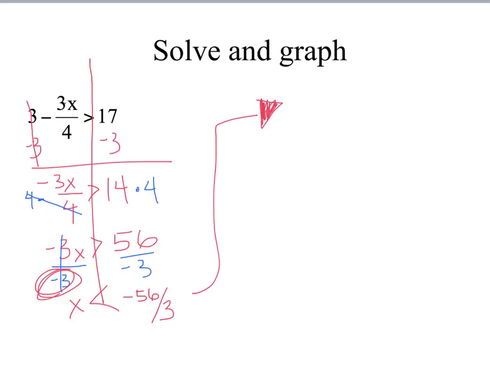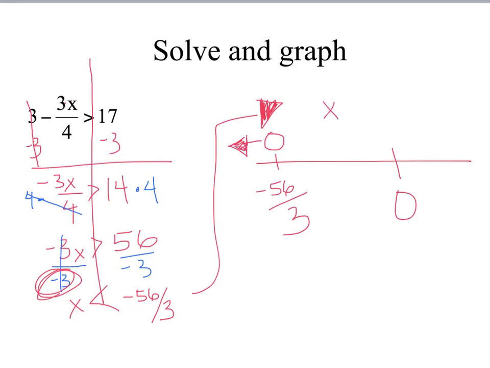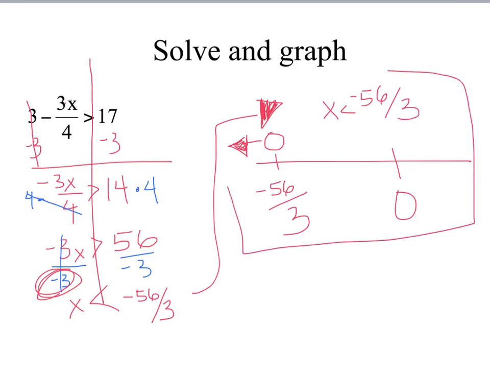So I'm just going to go ahead and graph this. So I know 0 is here, negative 56 thirds is going to be over here. It's a less than sign, so I want an open circle, and x values less than negative 56 thirds are to the left. So this is my solution.